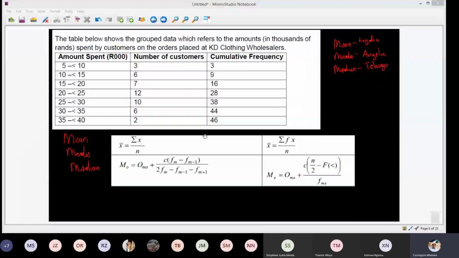This is the measure of central location that we have done: the mean, mode, median. Next we'll be talking about the interquartile range, which is non-central location.